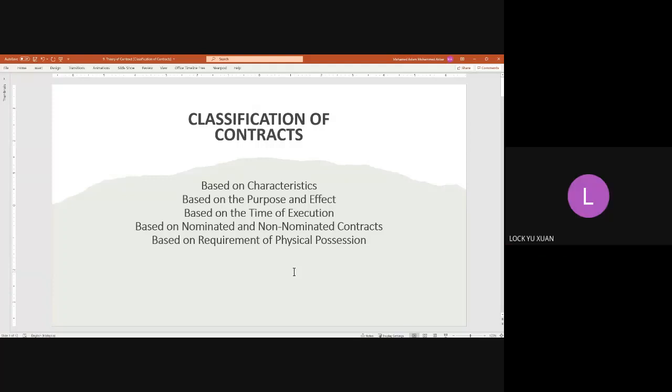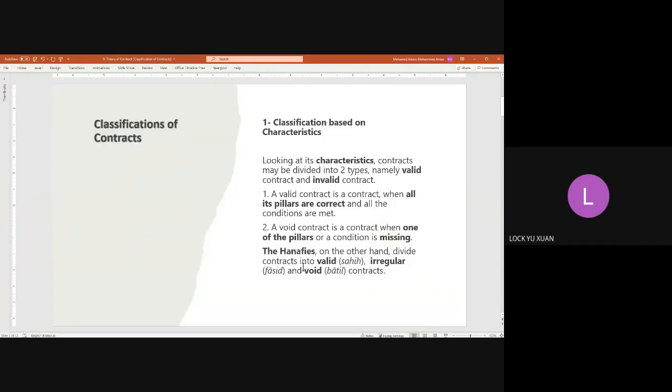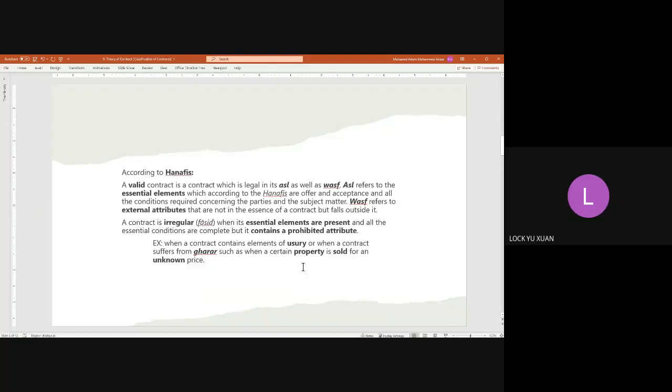Any questions? Yes, sir. Actually, sir, I want to ask, under the first classification based on the characteristic, my question is, according to the Hanafi, from the notes, I'm quite confused, because asl refers to the essential element, which according to the Hanafi are offer and acceptance. But why after that, it says all the conditions require the parties and the subject matter?